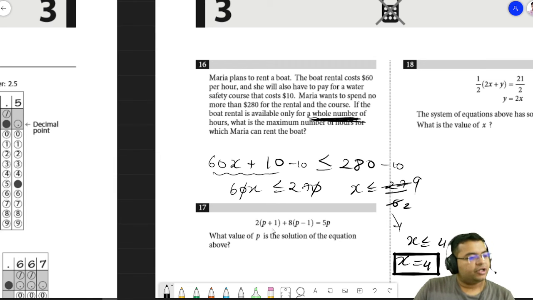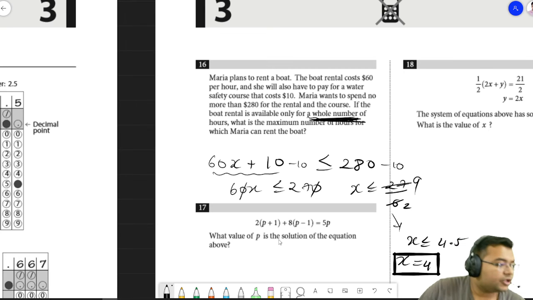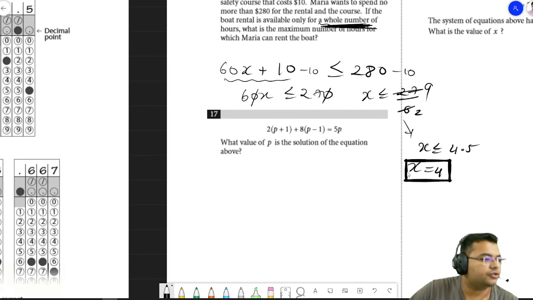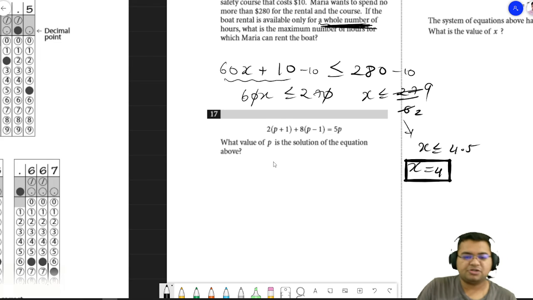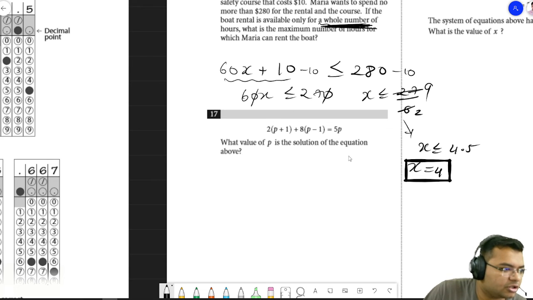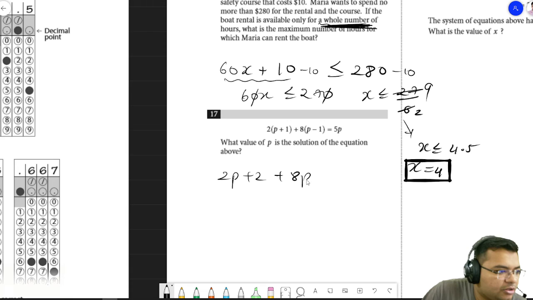2p plus 1 divided by 8p minus 1 equals 5p. What is the value of p in this? p is the solution of the equation. Very simple. I can't tell if it's a divided sign or plus sign. Okay, let me see. Okay, it's an addition sign. So it is a very simple question. Just simplify it. Multiply 2 and 8. It will become 2p plus 2 plus 8p minus 8 equals 5p.